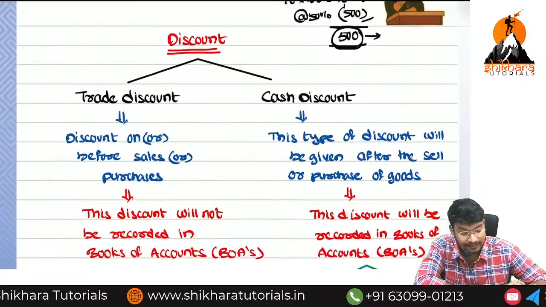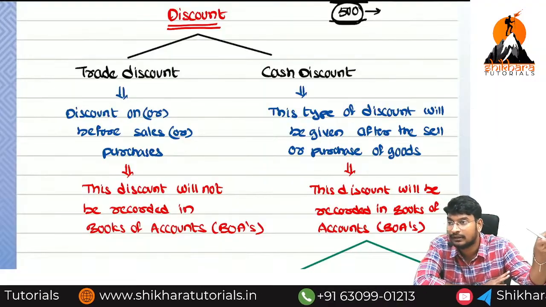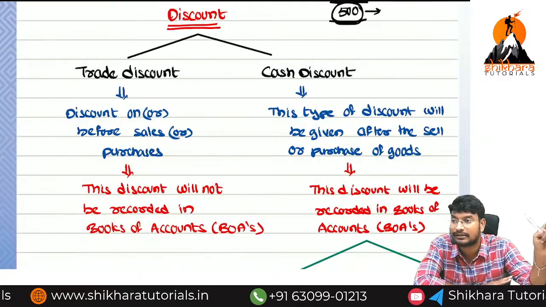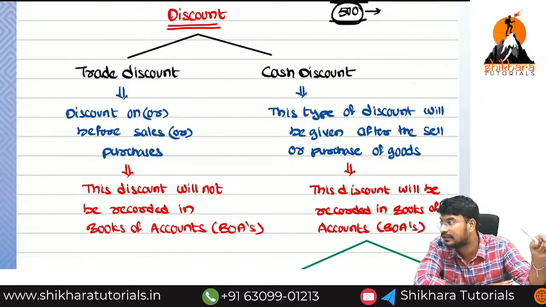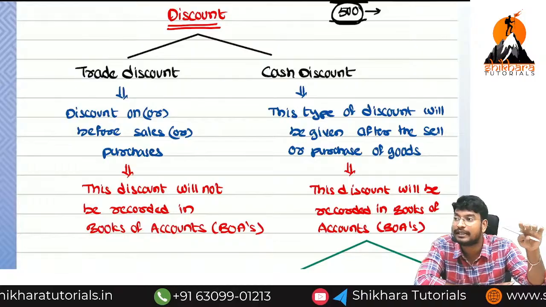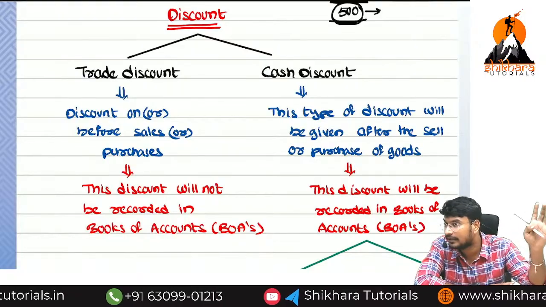Then after that we have discussed the discounts. What are the two types of discounts? Trade discount and cash discount. Cash discounts are how many types? Two types: discount allowed and discount received. Discount allowed is a loss. Discount received is a gain. We need to record both the cash discounts, discount allowed and discount received.